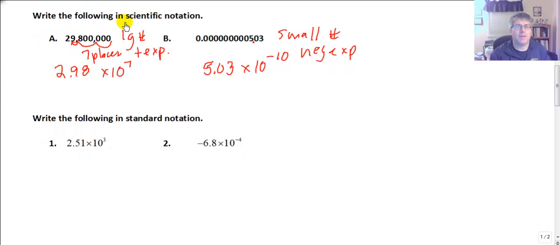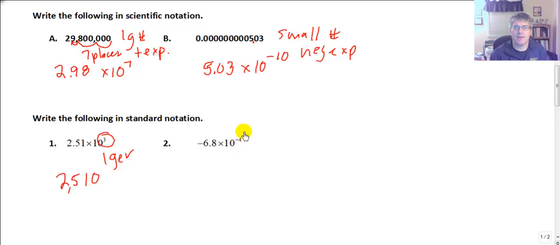So in A and B, we converted from standard notation to scientific notation. Now we're going to go in the opposite direction. We're going to write 2.51 times 10 to the third in standard notation. I have a positive exponent, so that's going to be a larger number. So I'm going to move my decimal place to the right 3 places, 2, 5, 1, 0. And that is, 2.51 times 10 to the third is simply 2,510.